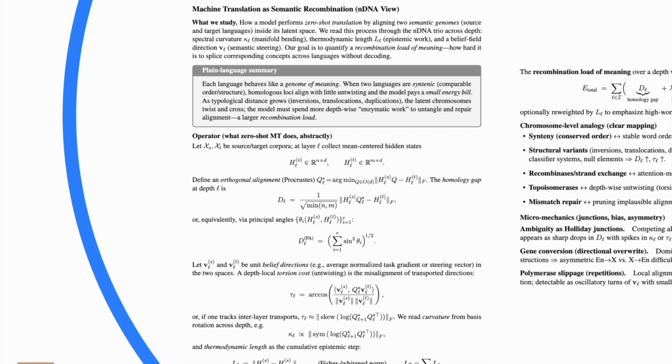We also read a curvature profile from how the aligned bases rotate as depth advances, and we accumulate a thermodynamic length that summarizes the total epistemic step the model takes through that layer. Summing these pieces across depth, with torsion acting as an amplifier on the length, yields the total epistemic effort, a single score that is low for smooth, well-aligned language pairs and high when the model must both bridge a gap and untwist misaligned paths.